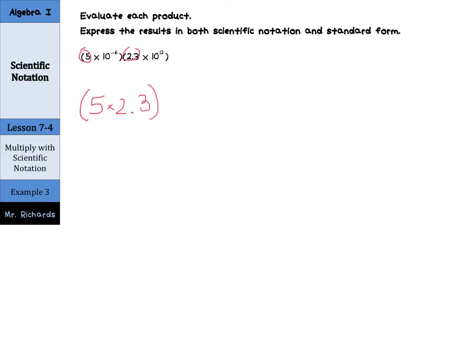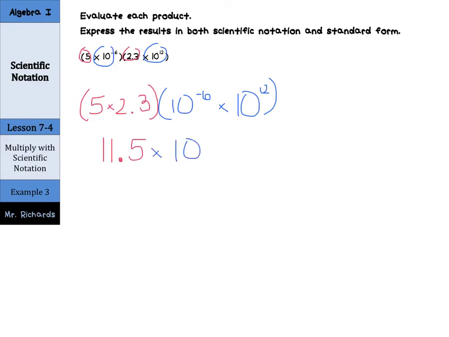and then we can multiply that by the 10 to the negative 6th times 10 to the 12th. Well, when we do 5 times 2.3, we end up with 11.5, and then times 10 to the, well, here we have a power times a power, and the rule there is we're going to add the exponents. So negative 6 plus 12 is 6. And so we have 11 and 5/10 times 10 to the 6th.